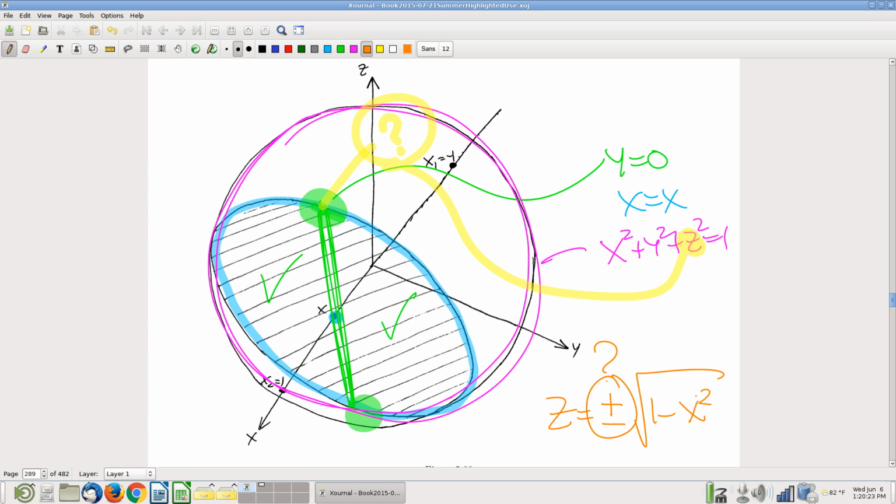Everybody on board? So what do you think, plus or minus? Keep in mind we're looking for the upper bound here. Do you think that the z-coordinate of this point, the top point on this slice, is positive or negative? The higher of the two. It's positive. So our geometry tells us that it's the positive square root.